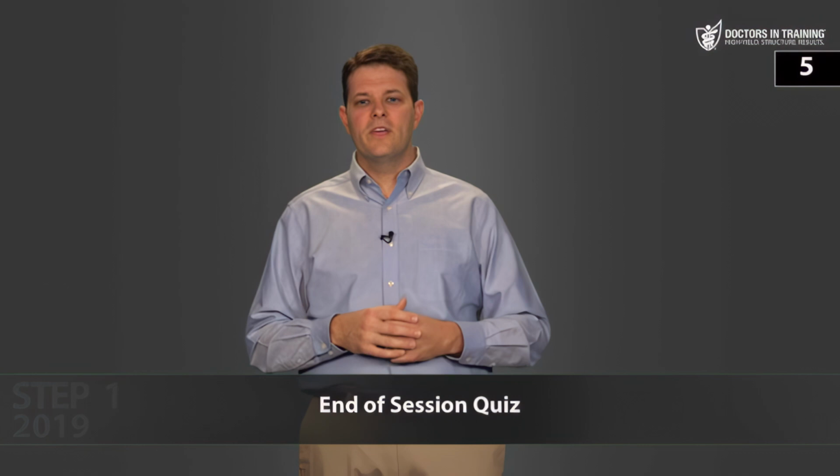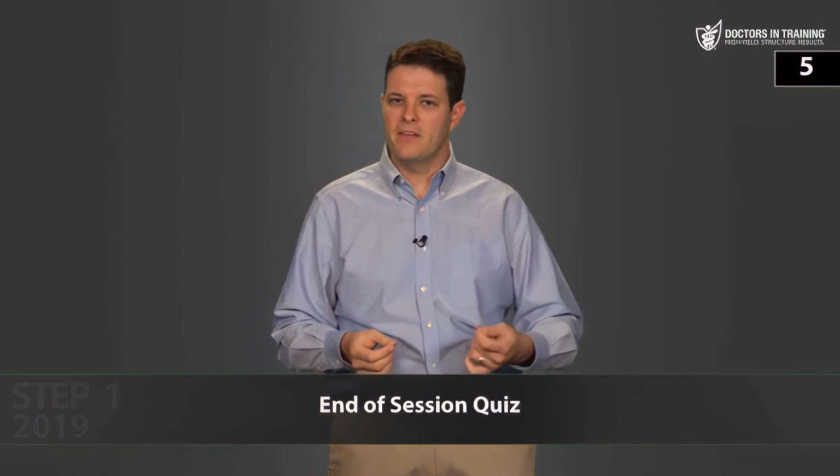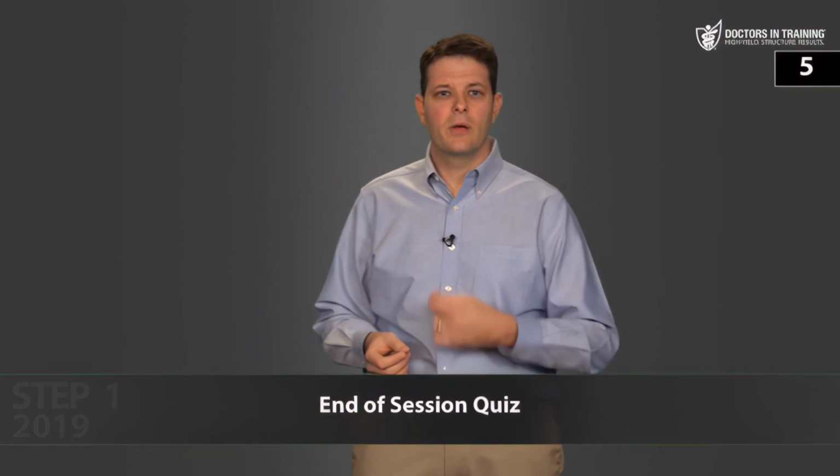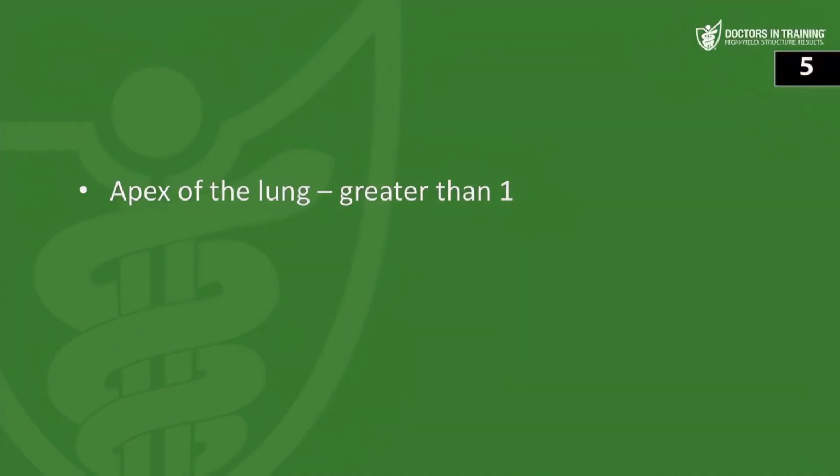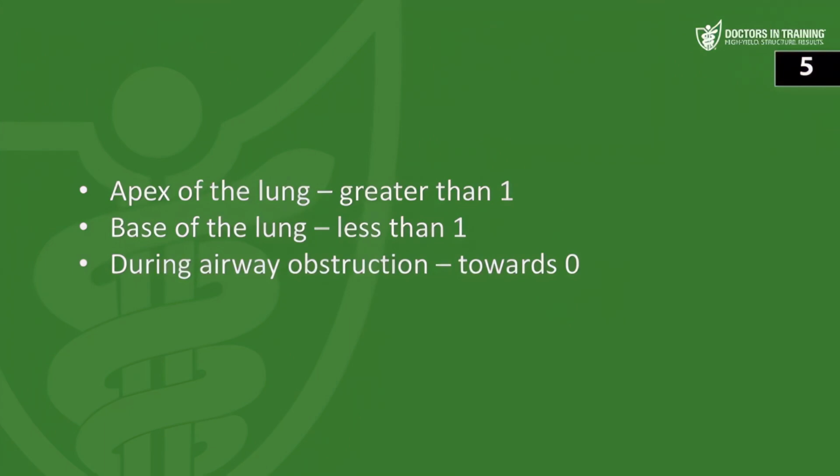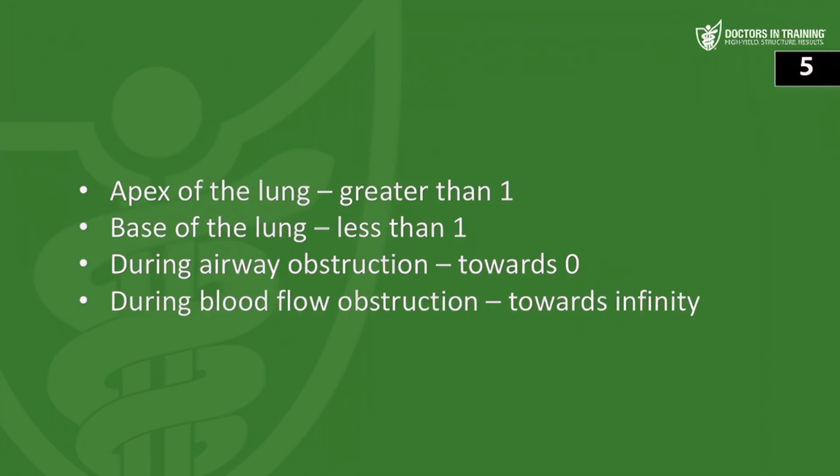First question, what is the VQ ratio at the apex of the lung, at the base of the lung, during airway obstruction, and during blood flow obstruction? So the VQ ratio at the apex of the lung is greater than 1, and at the base of the lung, it's less than 1. We also said that during exercise, both of those values are going to go toward 1 because of increased ventilation and perfusion in those regions. During airway obstruction, ventilation is low, and the VQ ratio is going to go toward 0. We call that shunting. And during blood flow obstruction, like a pulmonary embolus, V is much, much higher than Q, so the VQ ratio goes toward infinity.